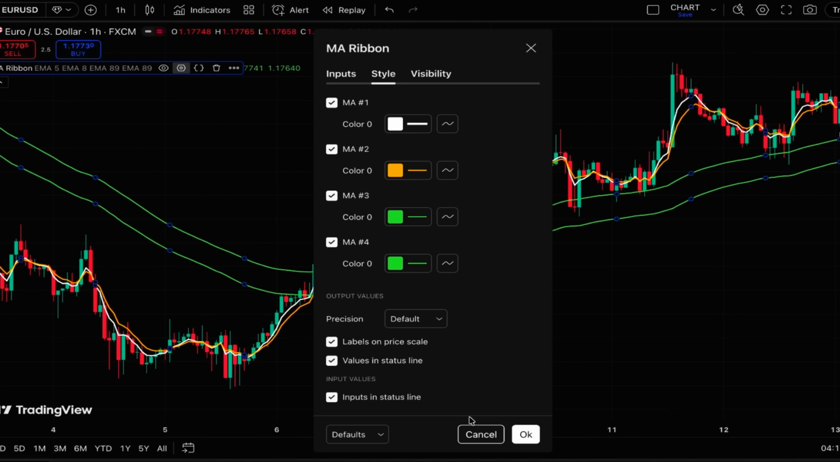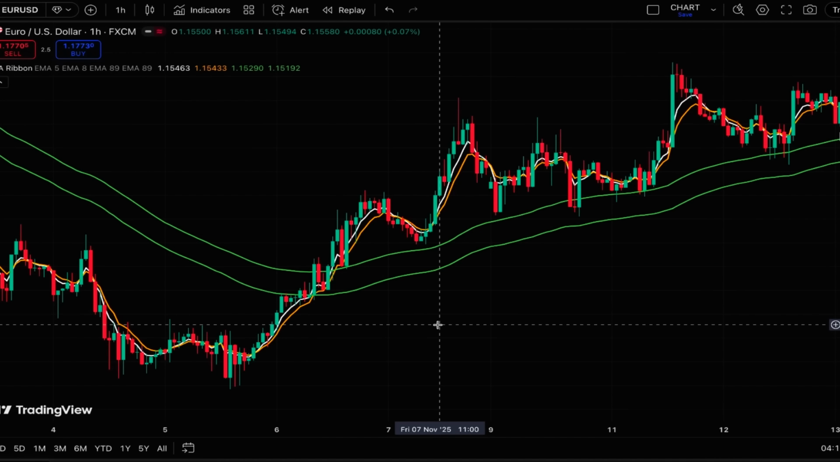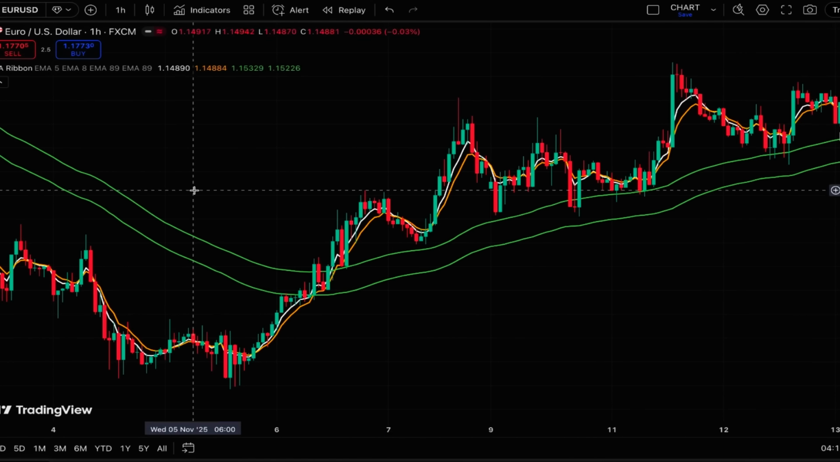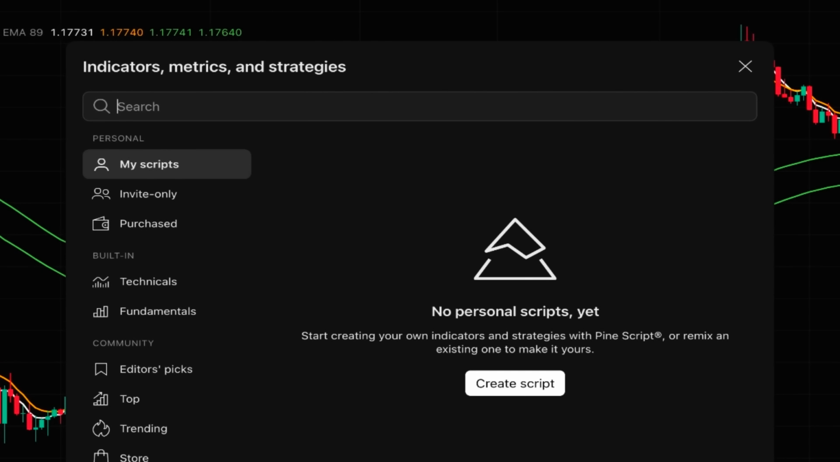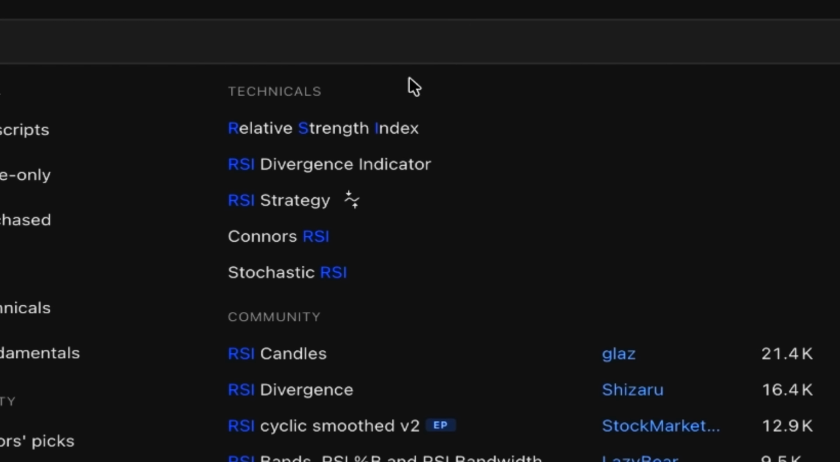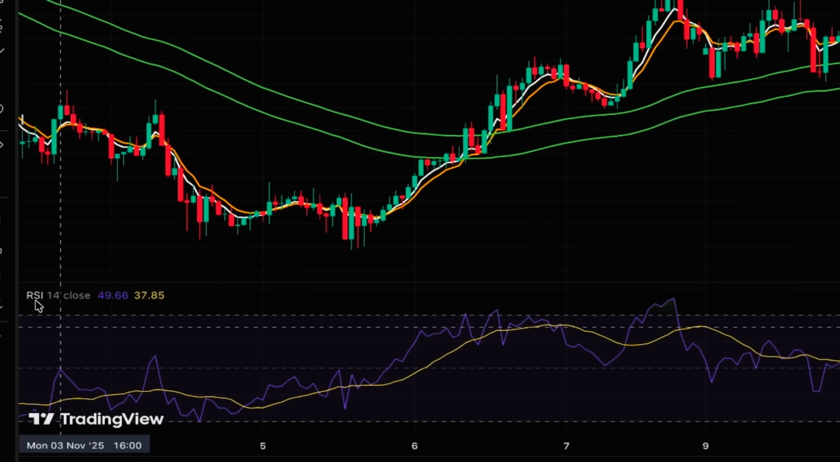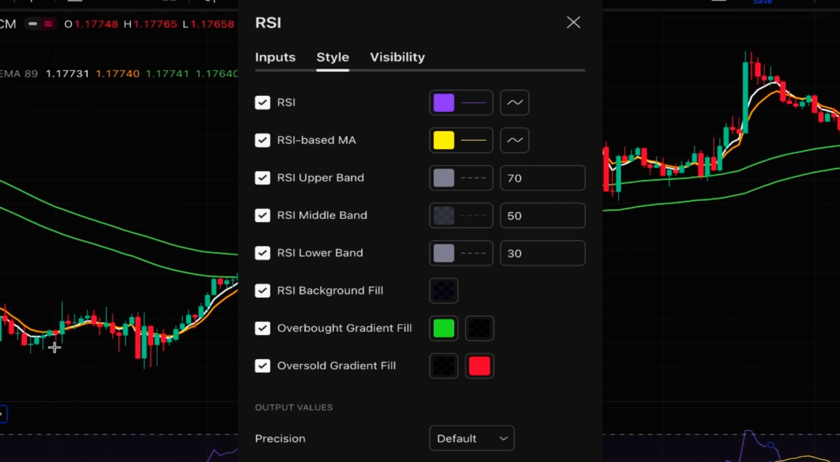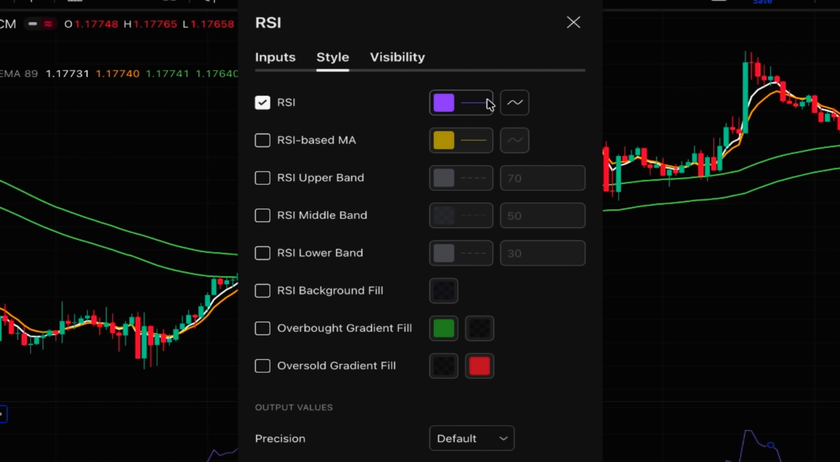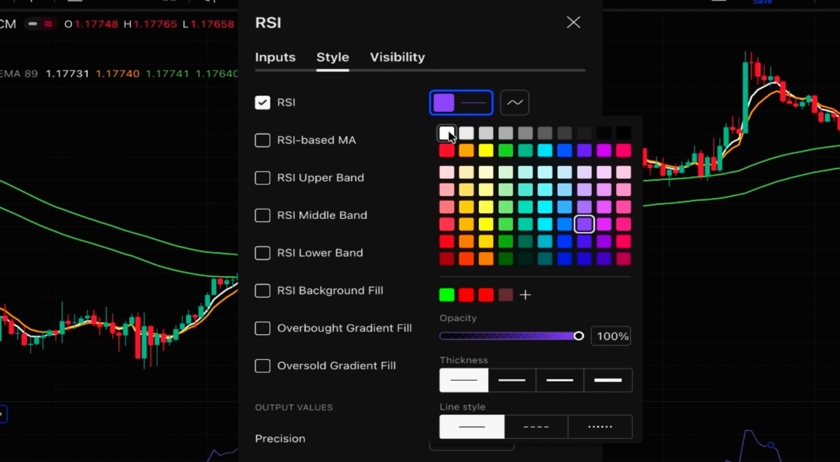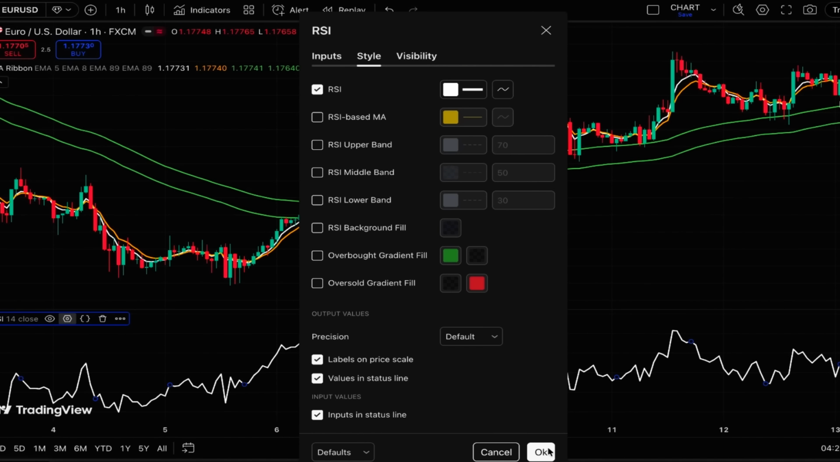Alright, we're done with the settings of the exponential moving averages, and now we need to add RSI. So here we click on indicators and we search RSI, this one. And for RSI, we also need to change the settings. So here we go to the settings of RSI, and here in the style tab, except RSI line, we remove everything else that we have here. And here for RSI line, we change the color to white and we also increase the thickness of the line so it will be better visible on our price chart.